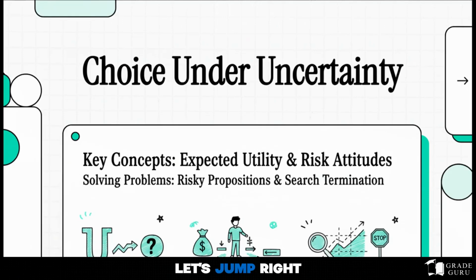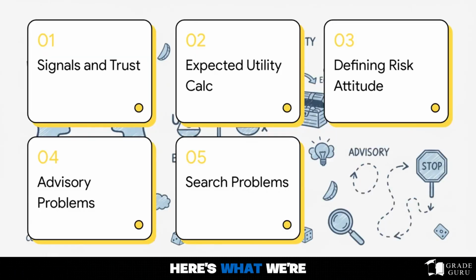All right, let's jump right into your deep dive on choice under uncertainty. This is all about giving you the concepts and the problem-solving chops you need to absolutely ace your exam. Here's what we're going to cover. We'll start with the ideas behind signals and trust, then get into the math of expected utility. After that, we'll define risk attitudes, and then, most importantly, we'll walk step by step through how to solve the two big exam question types, advisory and search problems.